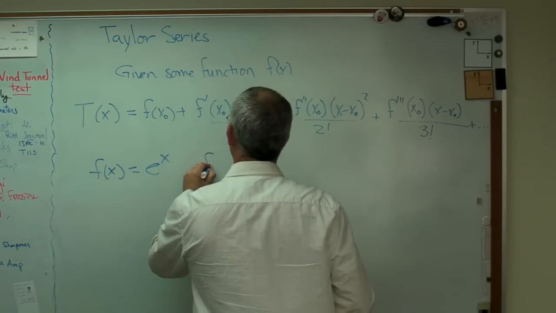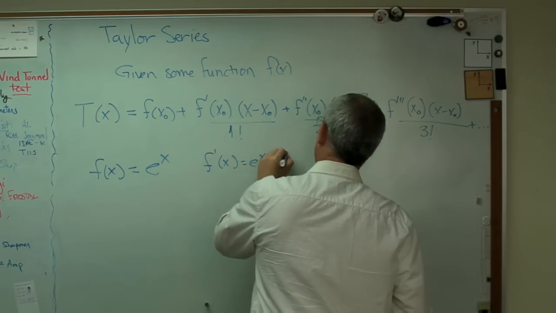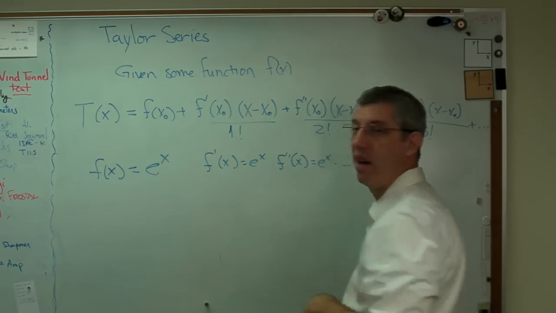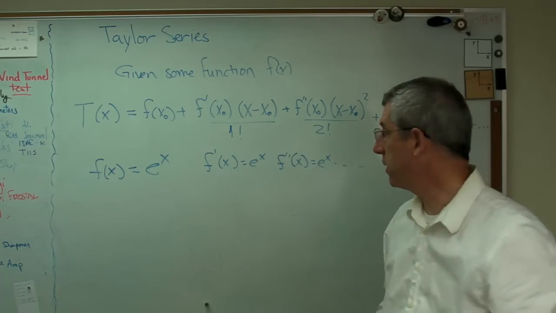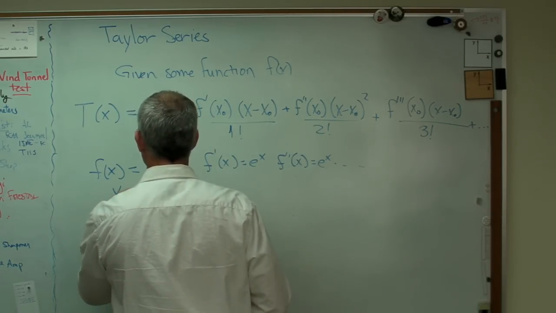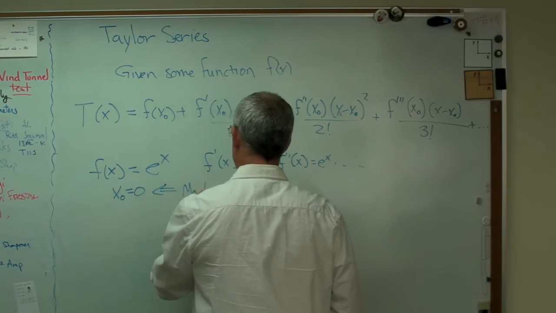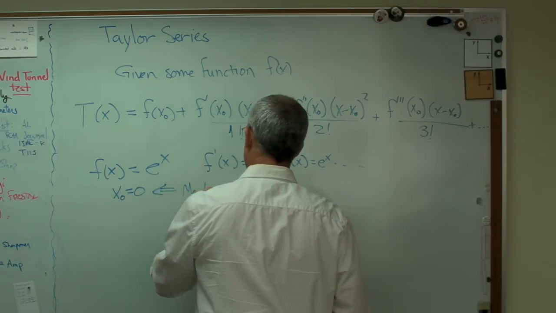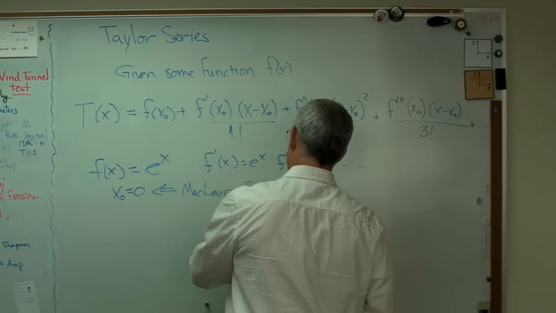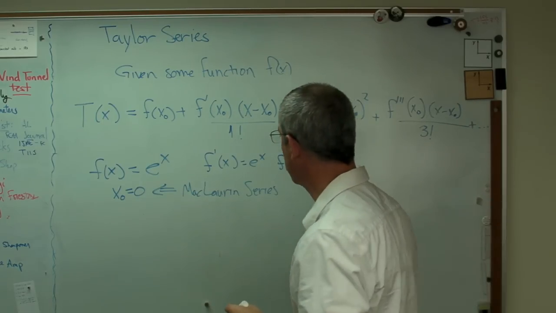All right, so f prime of x equals e to the x, f double prime of x equals e to the x, and so on. All the derivatives are the same, so that's going to make this easy. Let's also say that x zero equals zero, okay? That's going to make this a Maclaurin series, okay, which is kind of like a Taylor series.